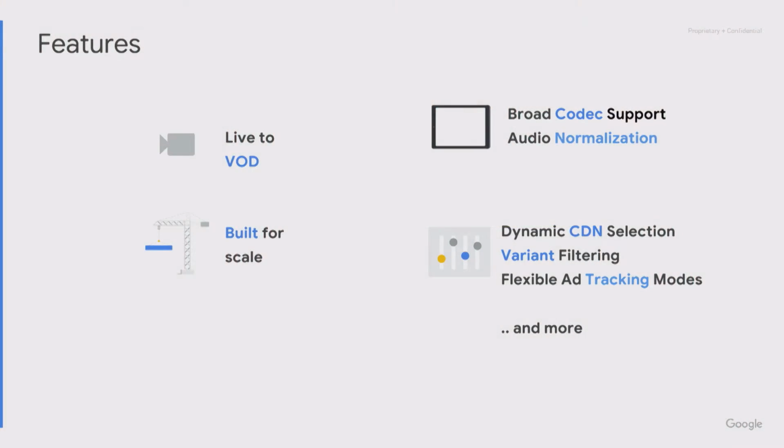We need broad codec support because we are hands-off on some of these things. We want to be able to support all kinds of codecs. And then there are other features like dynamic CDN selection that help you with load balancing, and variant filtering, so you can have one asset with 20 different renditions and still serve it on devices that may or may not support some renditions. And flexible ad tracking modes, which you can do either at an API level, SDK, et cetera. So these are some high-level features that are common across HLS and Dash that we support.